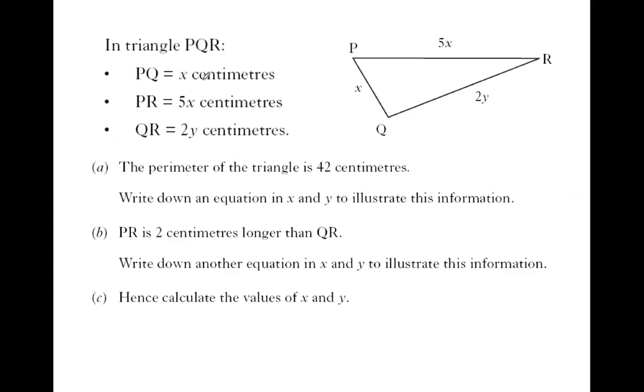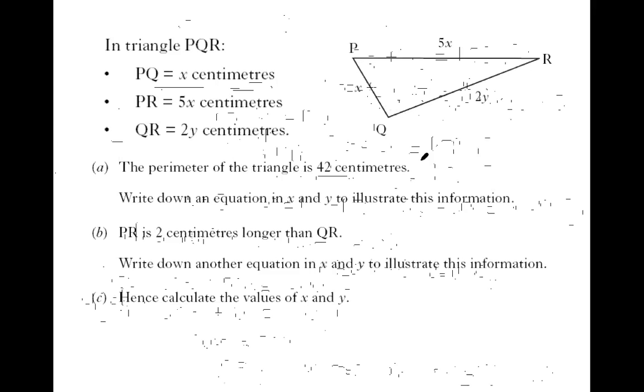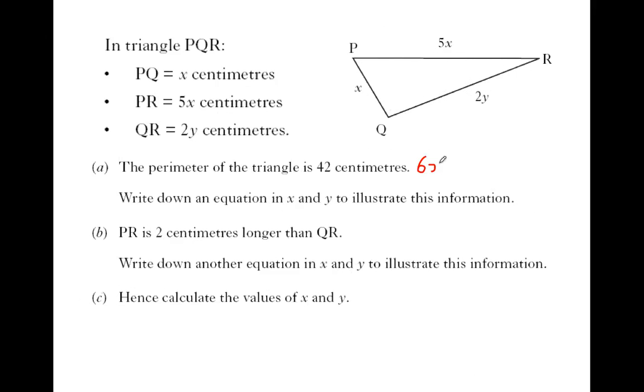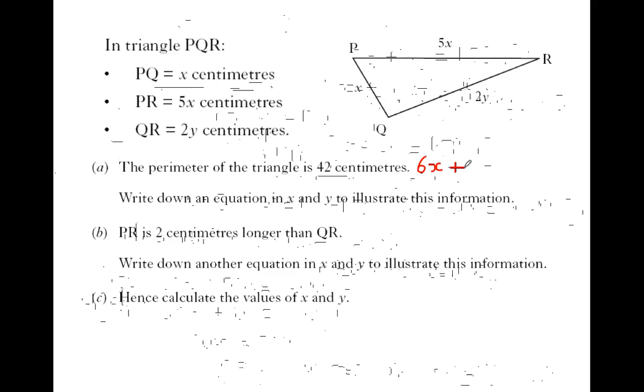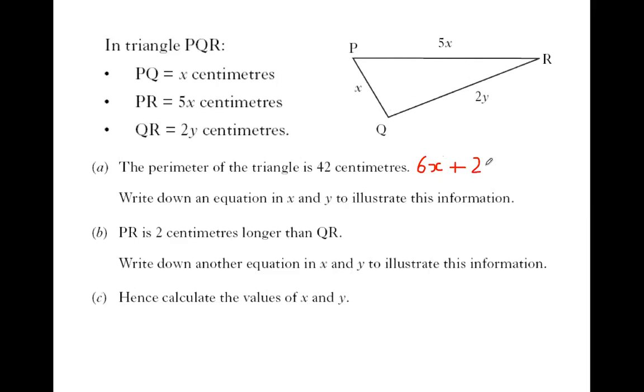We've got a triangle, x centimeters, 5x and 2y. The perimeter is 42. Write down an equation. On this type of question, because they've told us the perimeter of the triangle, you need to add that length plus that length plus that length. So 5x plus x, that's 6x, plus 2y equals 12. So we've got the first mark, because we know what a perimeter is.